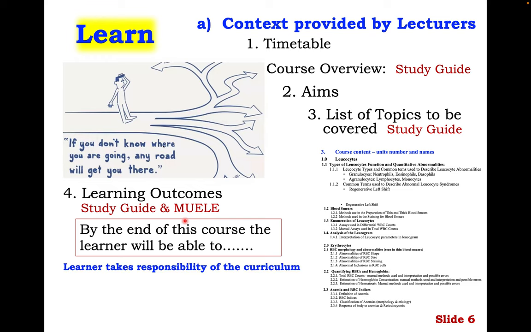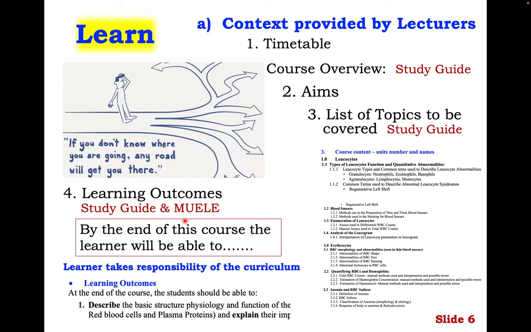You're taking responsibility of the curriculum and your learning. The learning outcomes: by the end of this course, you, the learner, should be able to describe, explain, participate, conduct this assay, and analyze. All these learning outcomes are there in the curriculum, in the study guide, and on the Muwele interface. So take responsibility of the curriculum and your learning.